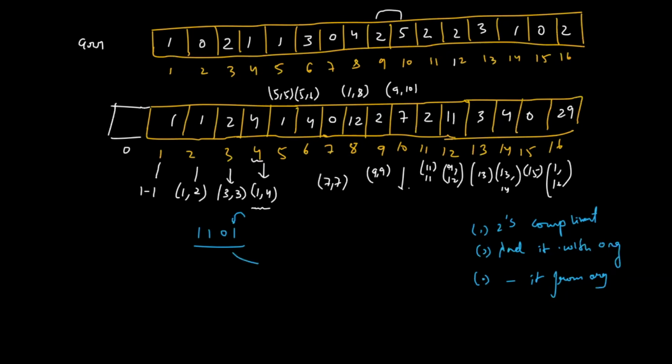So let's take this number 13. 13's binary is 1101. So let's find the 2's complement. 2's complement will be nothing but this. Again, I'm not going to teach you how to find 2's complement. And then add it with the original number.